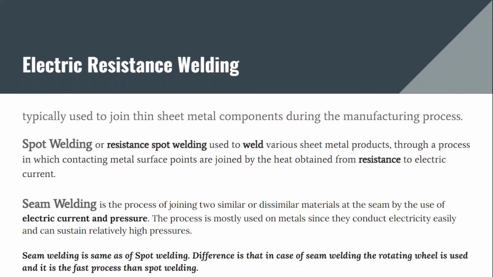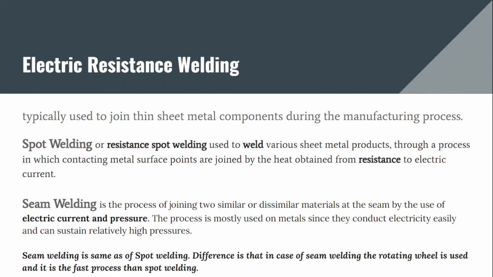Electric resistance welding. Typically used to join thin sheet metal components during the manufacturing process. Spot welding or resistance spot welding is used to weld various sheet metal products, through a process in which contacting metal surface points are joined by the heat obtained from resistance to electric current. Seam welding is the process of joining two similar or dissimilar materials at the seam by the use of electric current and pressure.